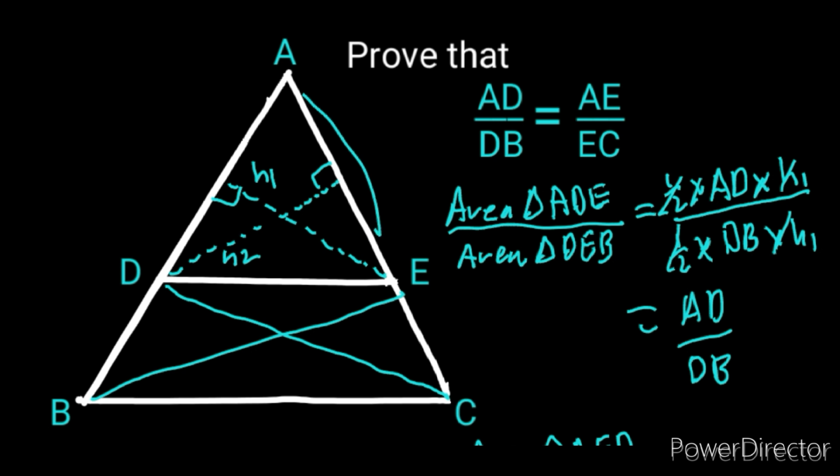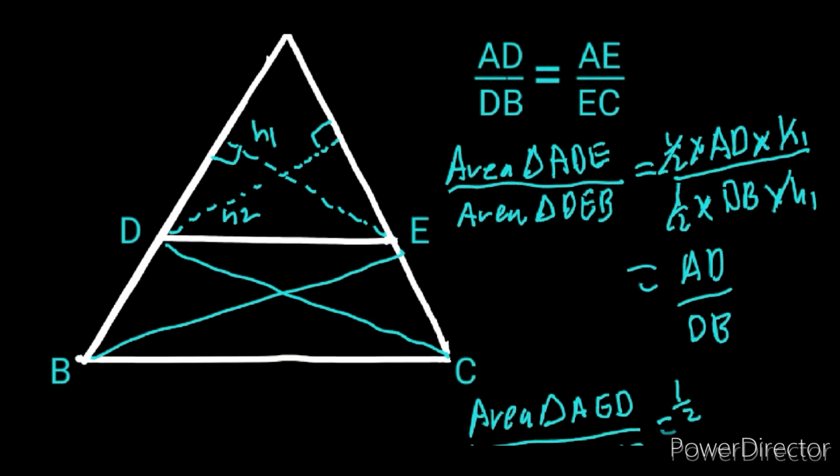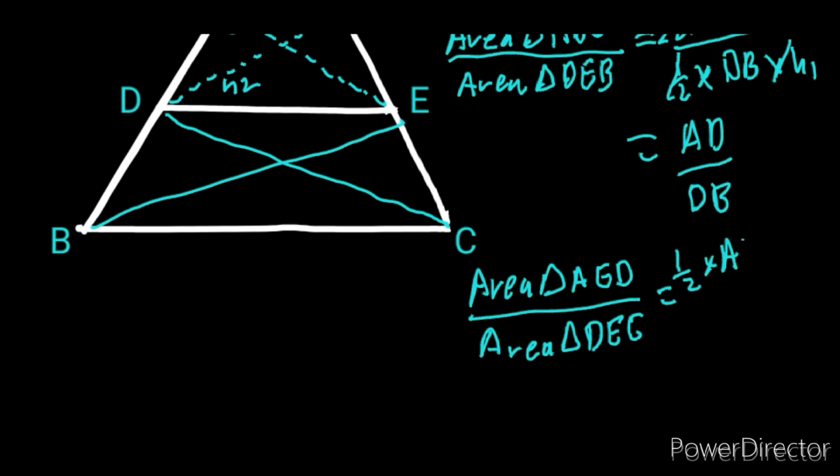If we take AE as the base, notice that the height is now H2, right? So the height will be H2. So now we're going to say half of the base, which is AE, or if you want, you can take it from here. So half of AE times the height, which was H2.